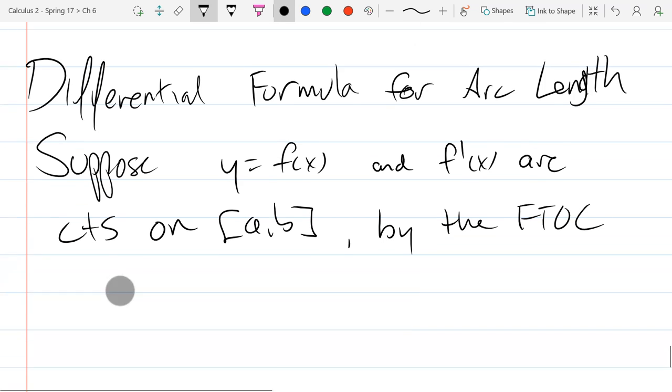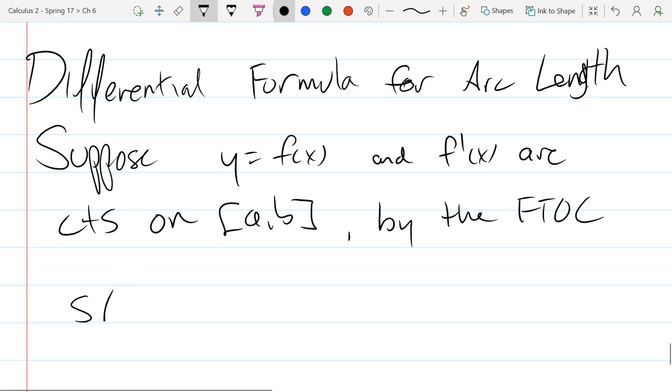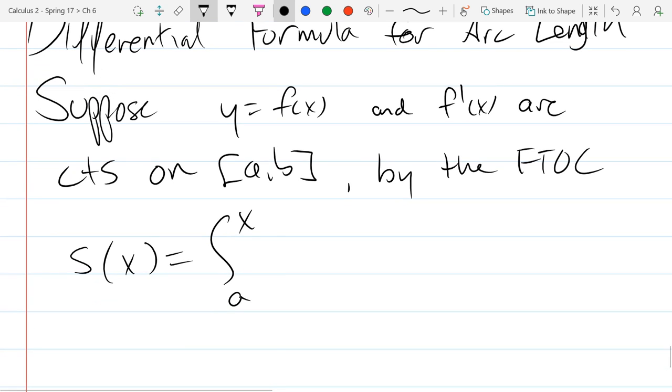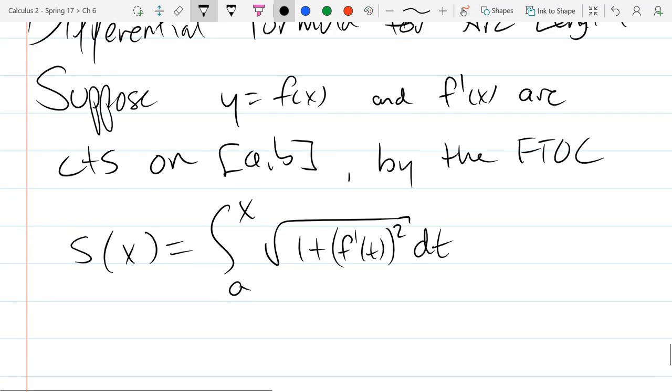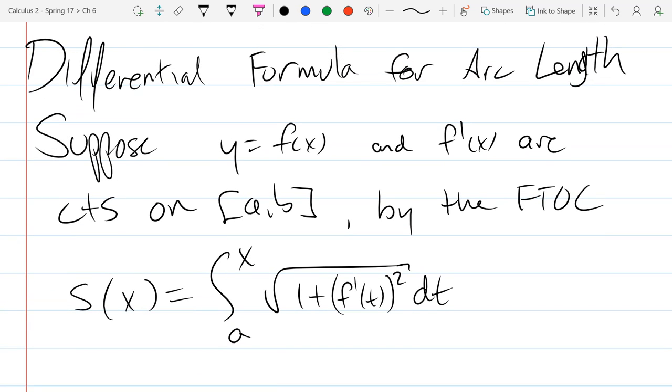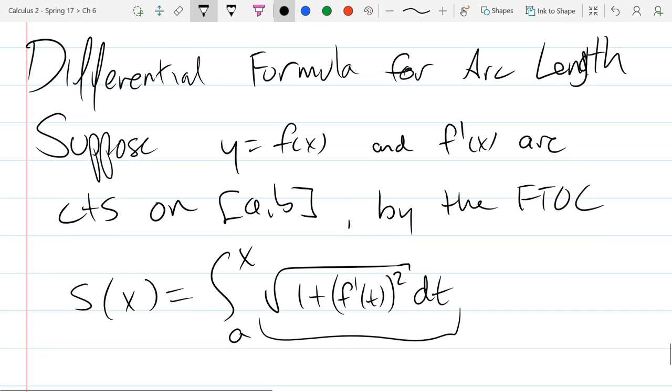So by the fundamental theorem of calculus, this function that I'm going to write down, which is s of x, is the integral from a to x of the square root of 1 plus f prime of t squared dt. So what in the world is this function? The inside part right here is the arc length from some number a up to some number x.